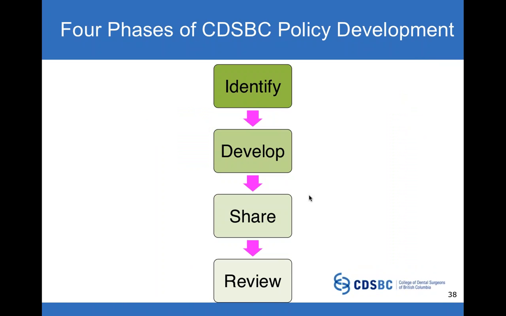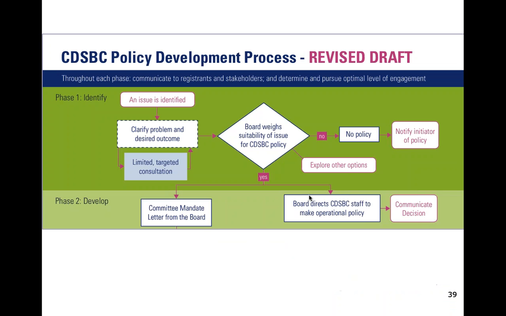So there are 4 phases of the policy development process. The first one is to identify the issues and get really clear on what it is we're trying to do here. The second phase is to develop the policy through conversation and research. The third stage is to share the policy, get broader feedback, and communicate it out once it is confirmed. And then finally, to review it on an ongoing basis to ensure that it's still effective. So if those are the 4 phases, let's dive in a little bit.